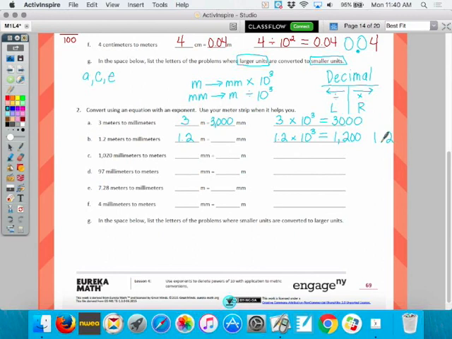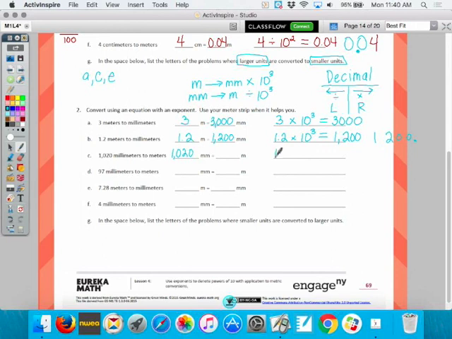Okay? Decimal trick says move the decimal to the right. 1, 2, 3. I'm writing out in space, aren't I? Is it 1,200? Yeah. It is. Okay, let's see what the next one is. 1,020. Don't let me do all the work. You've got to figure these out yourself.